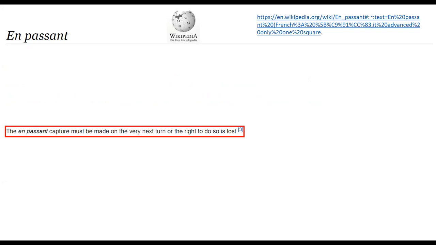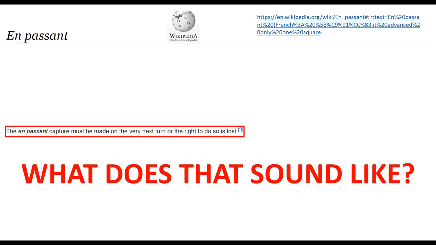The en passant capture must be made on the very next turn. In other words, you advance your pawn two squares to avoid the one square capture, right? And you think that you're safe because now you're parallel to that pawn, but the opposing player must see that. And instead of moving any piece anywhere else on the board, the opposing player must capture it on the next turn or the move stands. It's not a capture, right? Okay, what does that sound like? Does that ring a bell to another game that I'm sure someone in this audience, probably many people play?